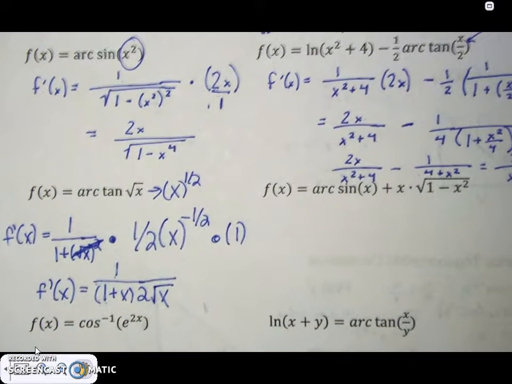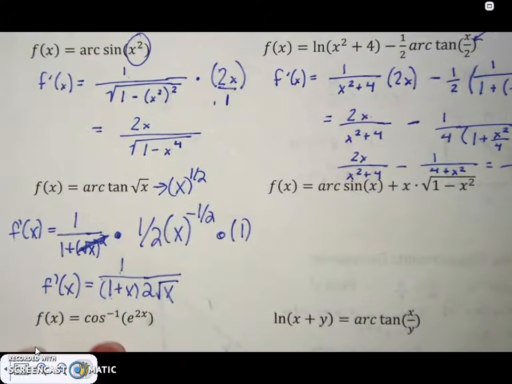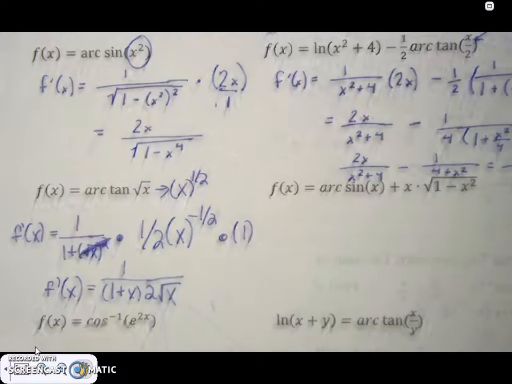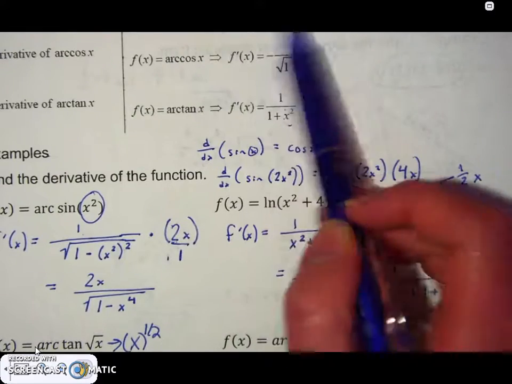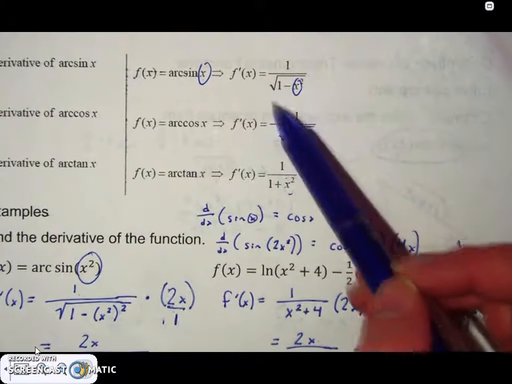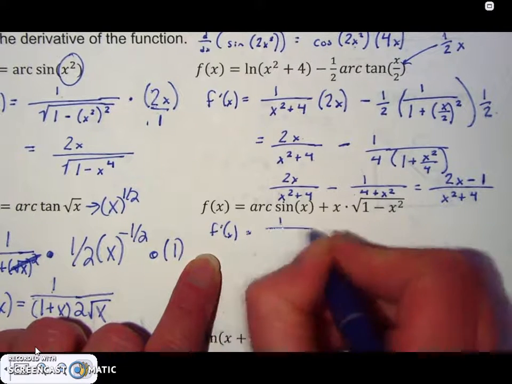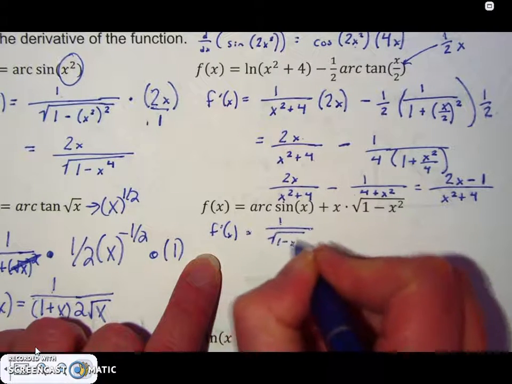Okay, so this one turns out to be not really as much of a problem with the inverse trig functions as it is a simplification with the product rule. So the arcsine x part is easy because that's exactly our rule, so we don't have to make any changes to it. So it's just going to be 1 over the square root of 1 minus x squared. So f prime of x, 1 over the square root of 1 minus x squared.